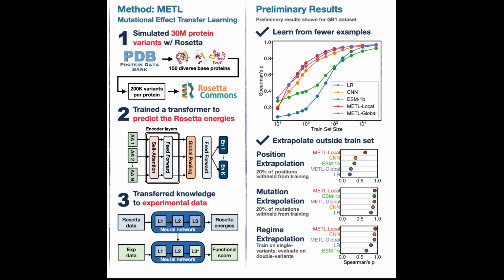Looking at the extrapolation results, METAL local outperforms the other methods we tested across 3 different types of extrapolations. With position extrapolation, METAL local performs substantially better than the other methods, perhaps due to its GB1-specific pre-training data. With mutation extrapolation, ESM-1b is the second best performer, followed closely by METAL global. With regime extrapolation, the CNN is the second best performer, again followed closely by METAL global.